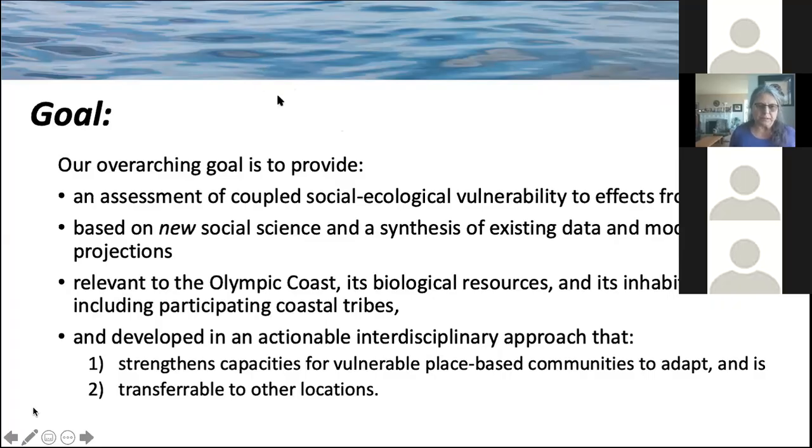Relevant to the Olympic coast, its biological resources and its inhabitants, including participating coastal tribes, and that it's developed in an actionable interdisciplinary approach that strengthens the capabilities for vulnerable place-based communities to adapt, and two, is transferable to other locations. So that's what we're really excited about, is figuring out an approach that really works at a local setting and then hopefully is transferable. So let me walk you through our approach.